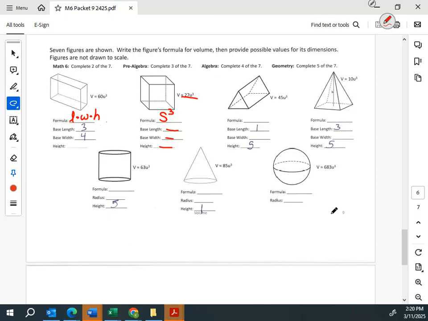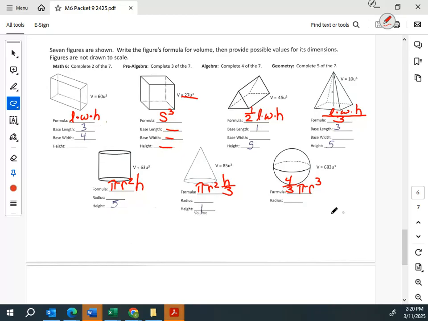For the triangular prism, it's 1/2 of the length times the width times the height. For our pyramid, it is length times width times height divided by 3. For our cylinder, it is pi r squared times the height. For the cone, it is pi r squared times the height divided by 3. And our sphere is 4/3 pi r cubed.